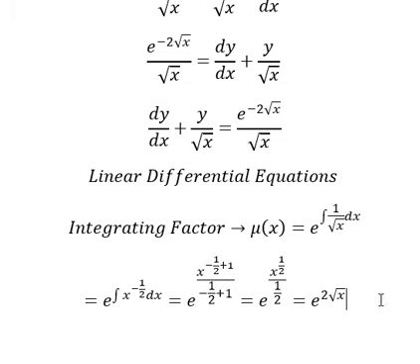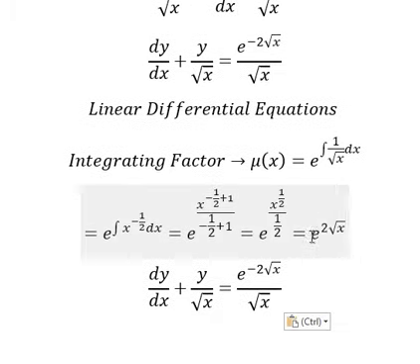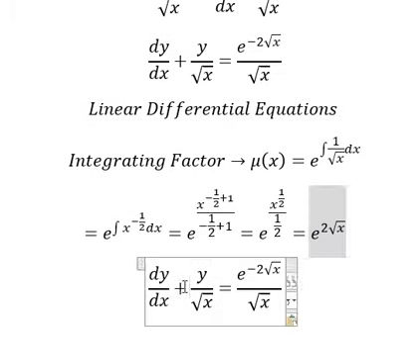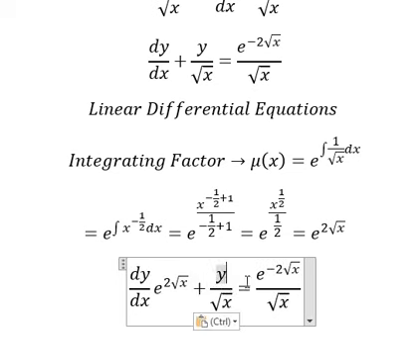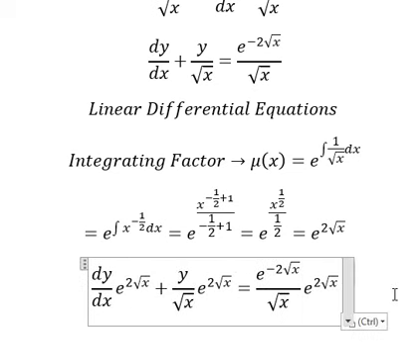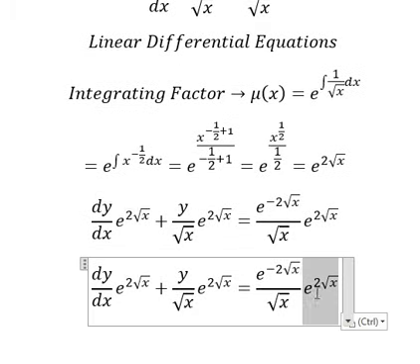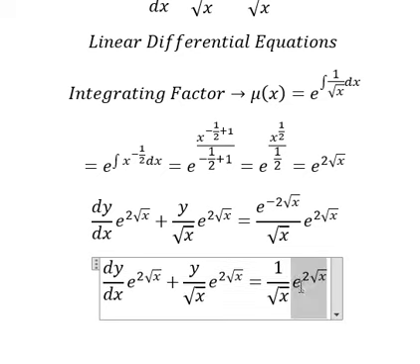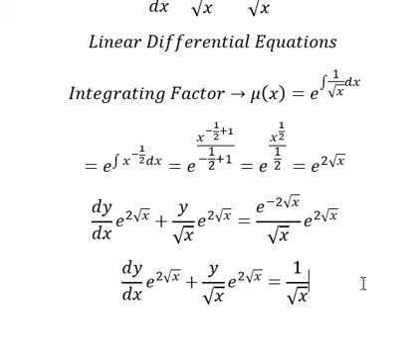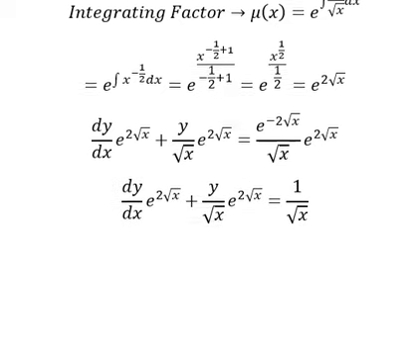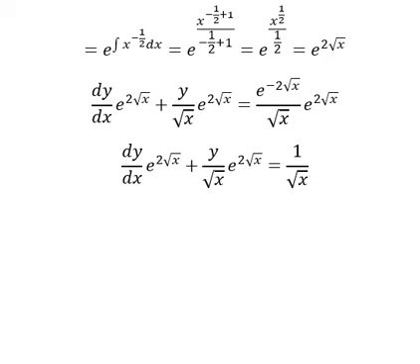That means we need to multiply both sides by this one. So this one multiplied by this one, so we have number 1. Now we put the integration for the both sides.